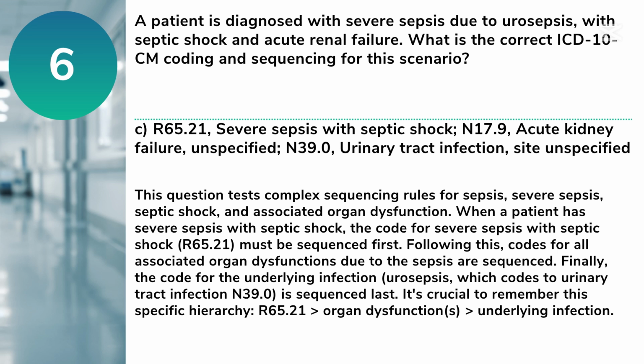Following this, codes for all associated organ dysfunctions due to the sepsis are sequenced. Finally, the code for the underlying infection, urosepsis, which codes to urinary tract infection N39.0, is sequenced last. It's crucial to remember this specific hierarchy: R65.21, organ dysfunctions, underlying infection.